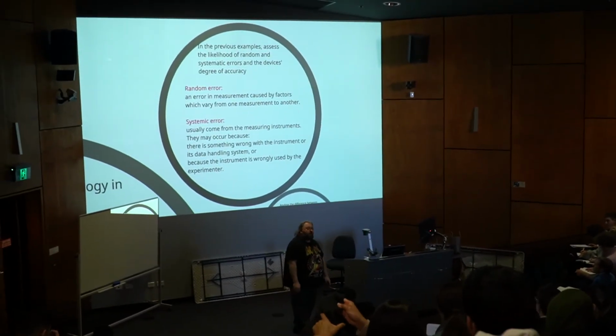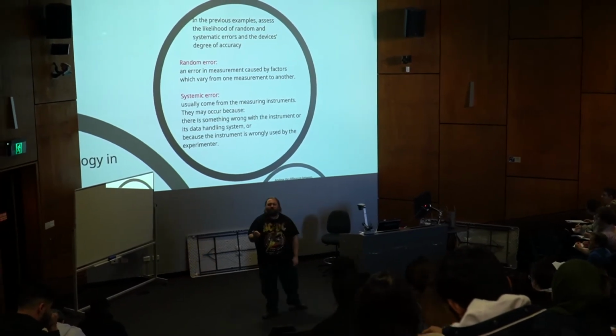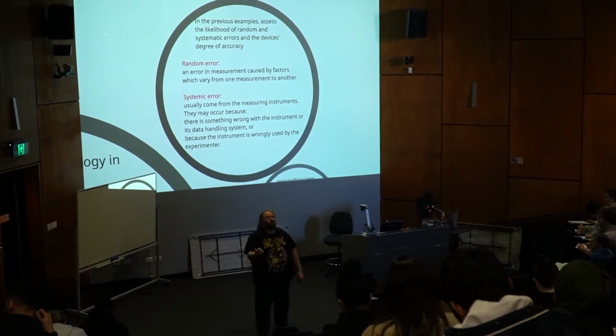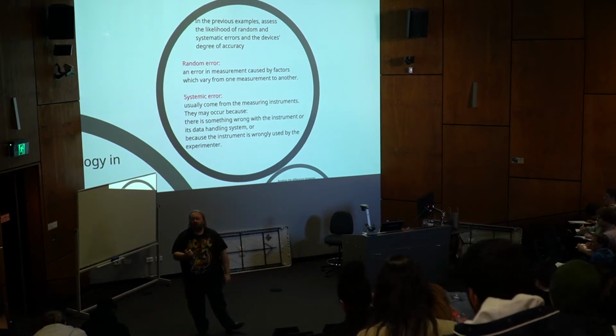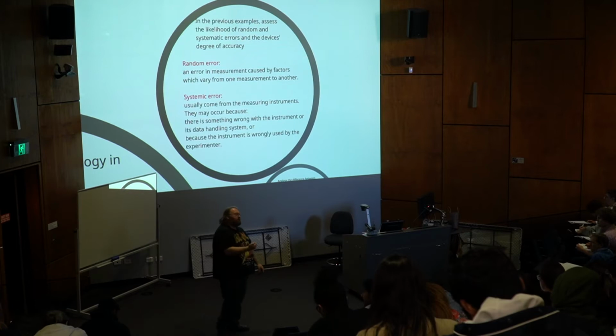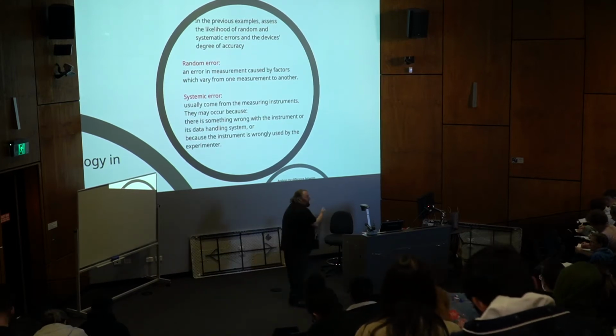It can be as simple as if you have 10 people on 10 stopwatches measuring the same time, they will all have 10 different variations of the time because they won't start at the exact same time, they won't end at the exact same time. Systematic errors.